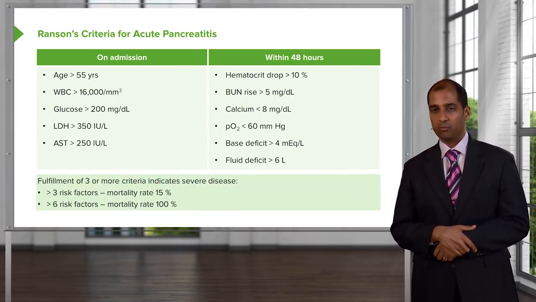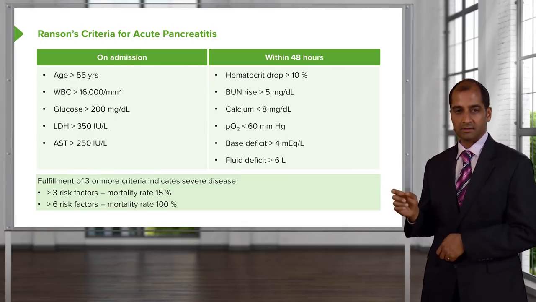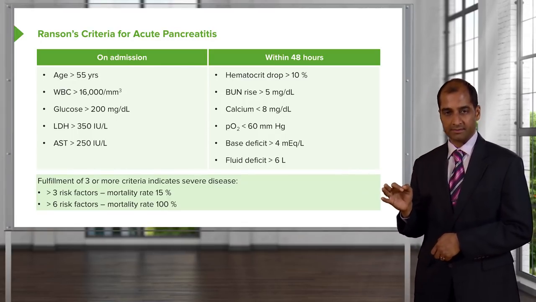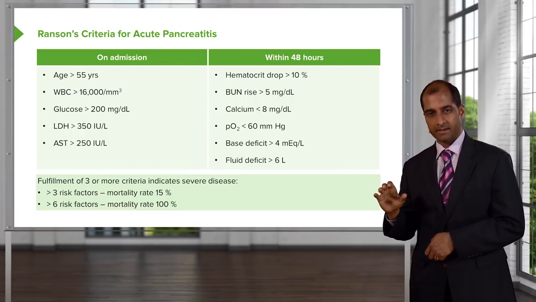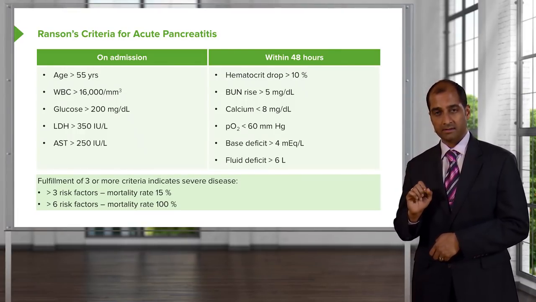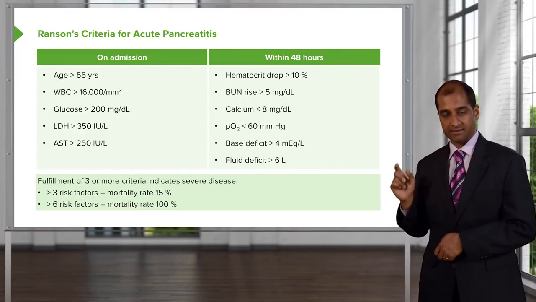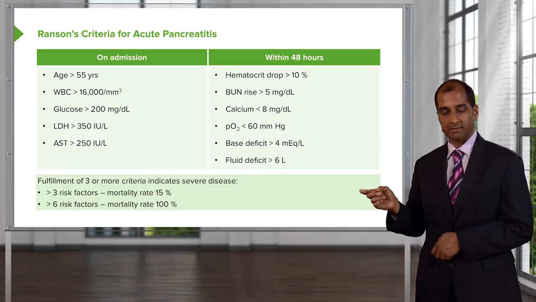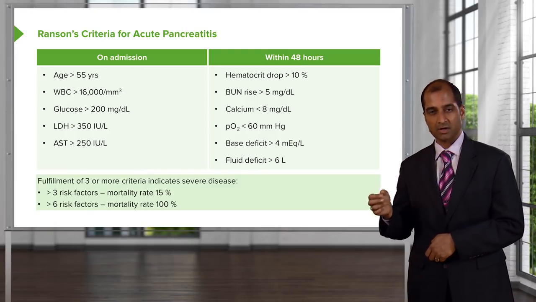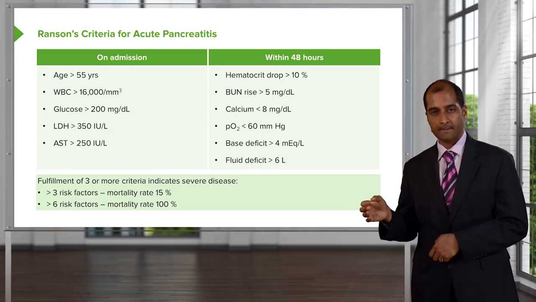So therefore, why are we looking at this? Greater than 3 risk factors, mortality rate, 15%. You double this and you have 6 of these risk factors, mortality rate, it doesn't get any worse than this, 100%.